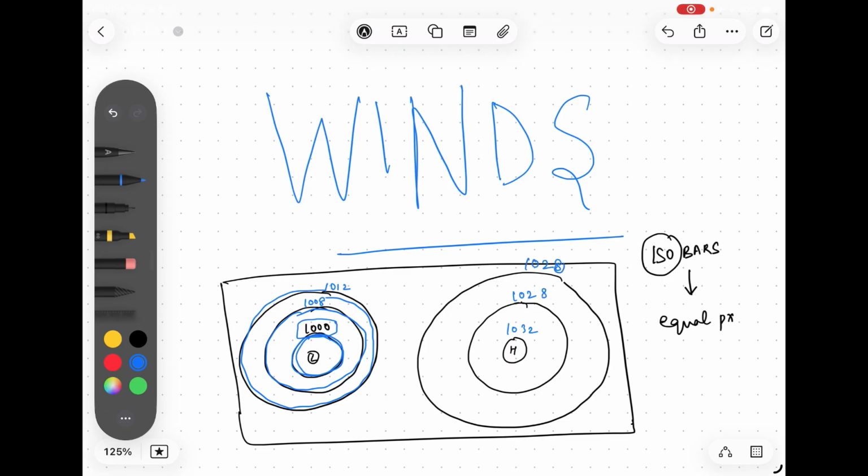What can you see from these charts? You could see that in the high pressure area there is more distance between the isobars as compared to the low pressure area where the distance is less, right? So low pressure isobars are closely packed, whereas in the high pressure area the isobars have a lot of distance. So this is where you could see that the closer the isobars are packed, the higher will be the wind speed, because the pressure is changing too much, it's changing rapidly.